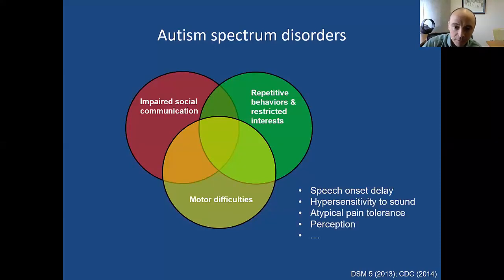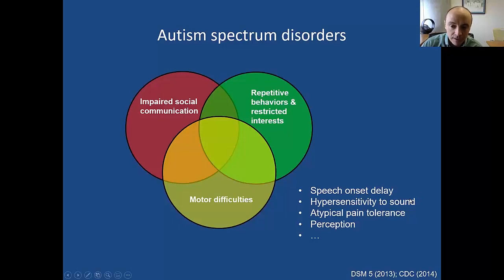But there's so many other aspects of autism spectrum disorders, or ASD, which can impact individuals differentially. So speech onset delays, for example. Some individuals have a speech onset delay, some do not. Within individuals with a speech onset delay, there is a great deal of variability in how long that delay is. It can go from months to years.